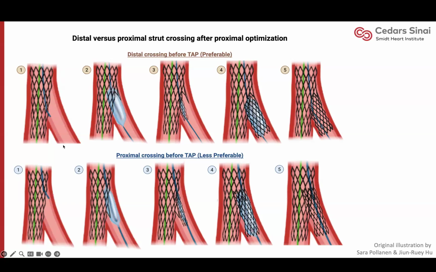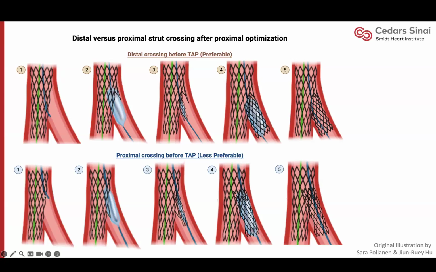We'll start with the top row, distal crossing before TAP, which is preferable. You'll start by rewiring through the main vessel stent struts into the side branch through a distal cell. The side branch balloon dilation consequently lifts the main branch stent and allows it to scaffold the upper arm of the side branch, so that subsequent delivery and deployment of the side branch stent in the TAP technique results in a final result with minimal protrusion of the side branch stent to the main vessel.